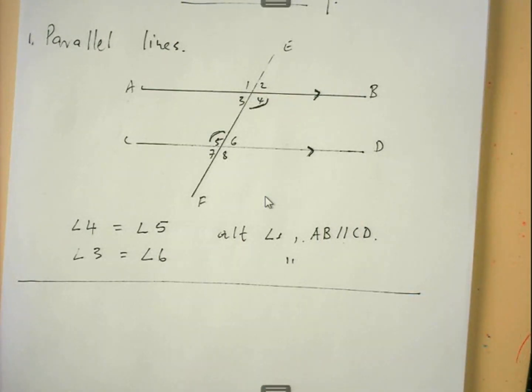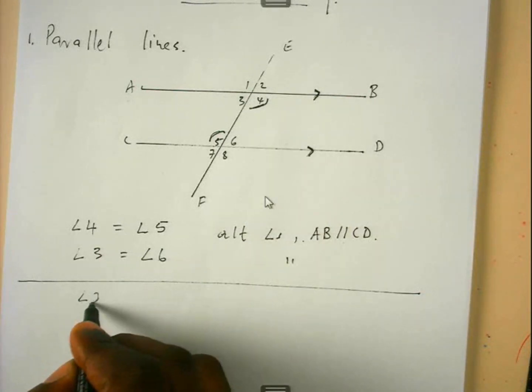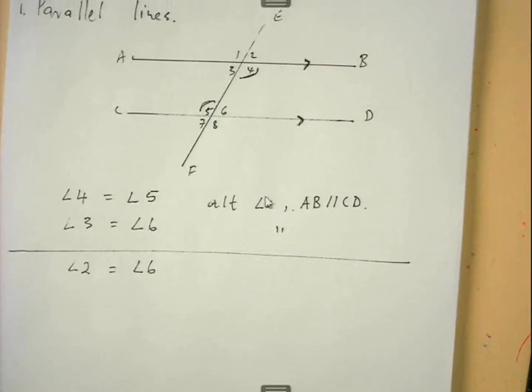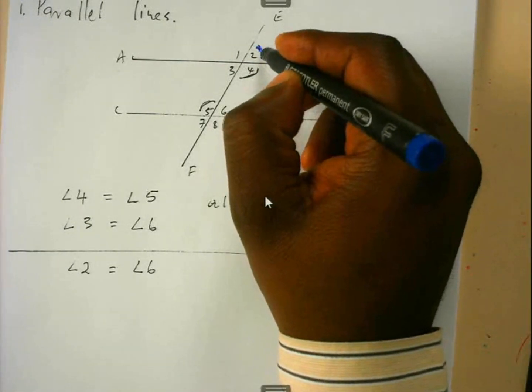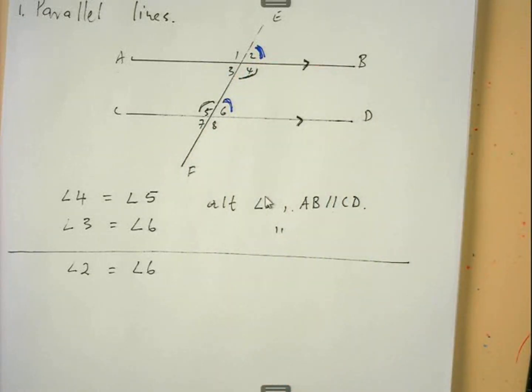The other concept is about angle 2 and angle 6. We write here angle 2 is equal to angle 6. Look at angle 2 and angle 6. Here is angle 2. Do you see angle 2? Check how they are positioned. Angle 2 is equal to angle 6.